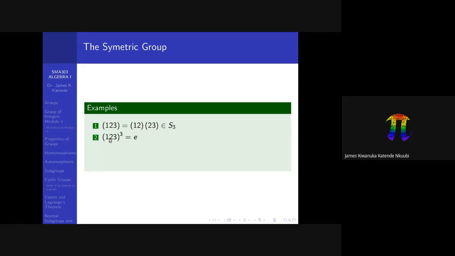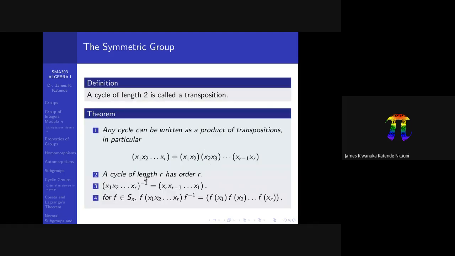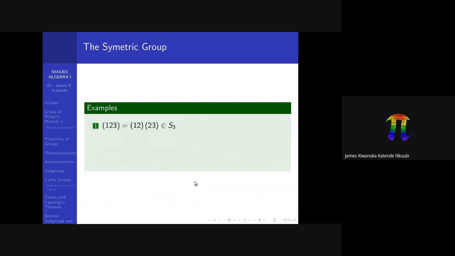So if you compose this, this is a cycle of length r. If you compose it with itself 3 times, so I've used cubed here to mean compose this cycle with itself 3 times, you will get the identity in the group. So this cycle of length 3 also has order 3. So that's the second part of the theorem, which says a cycle of length r should have order r. You can do that in your own time. Compose this cycle of length 3 with itself 3 times, and you should get the identity in S3.